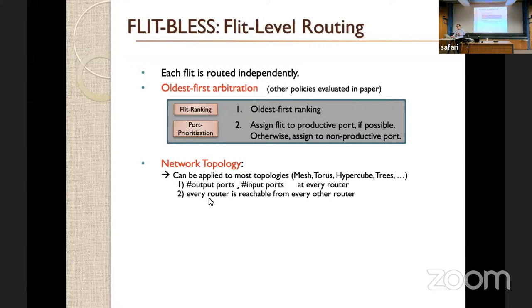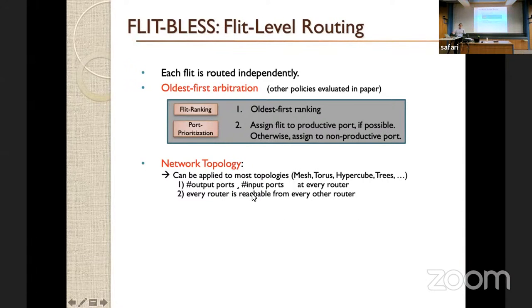So network topology is interesting because bufferless routing, pure deflection routing, cannot be applied to every topology. This is where topology and routing fundamentally is very interesting. It can be applied to most topologies. Basically, the number of output ports needs to be greater than or equal to the number of input ports at every router.